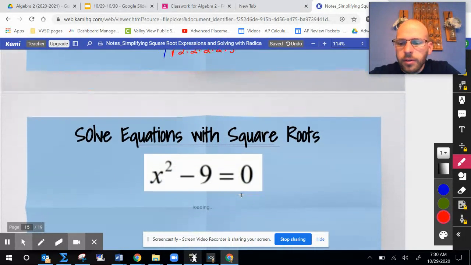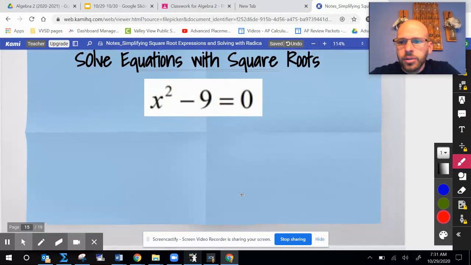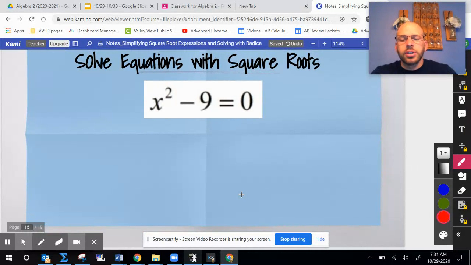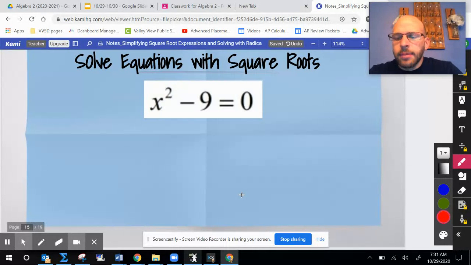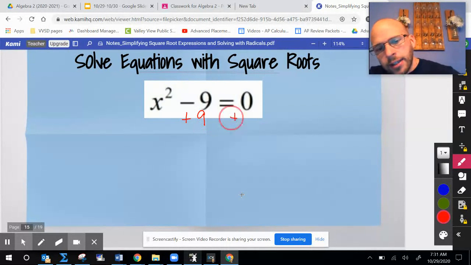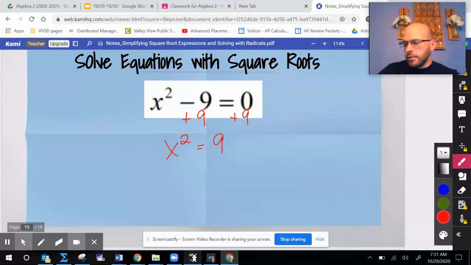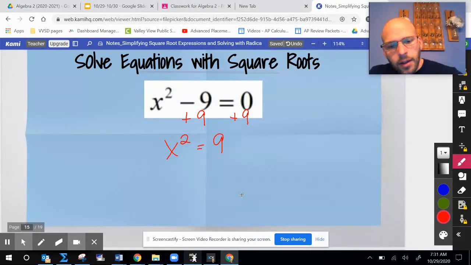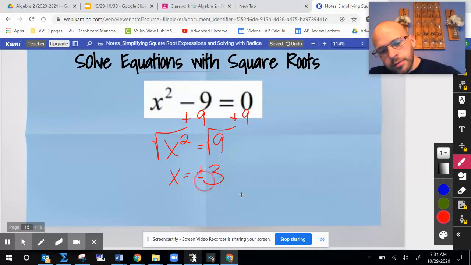All right? Now, what I want to do is apply that to some basic square roots, or to some basic equations. So I'm going to go through these steps. Pretty basic. I think a lot of you have seen this before. But if I add 9 to the other side, I get x squared equals 9. Okay. And then to get rid of a squared, all I do is square root both sides. Okay. So when I do this, I get x equals plus or minus 3.